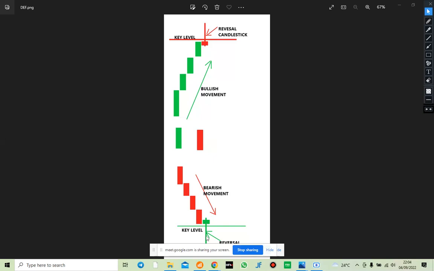Same thing goes for this support. Prices are approaching the support key level, and then we have this bullish hammer candlestick. It indicates that price is ready to go up, that price has reached the buy limit.